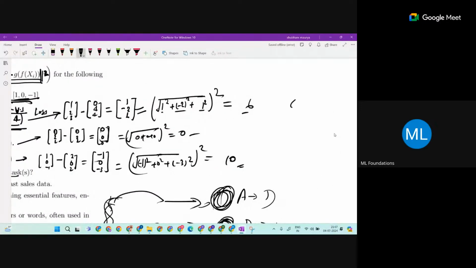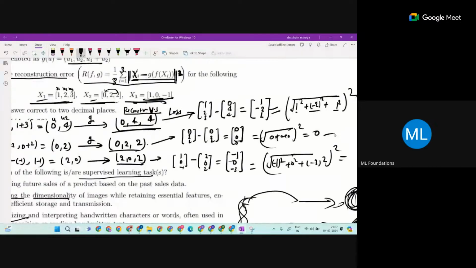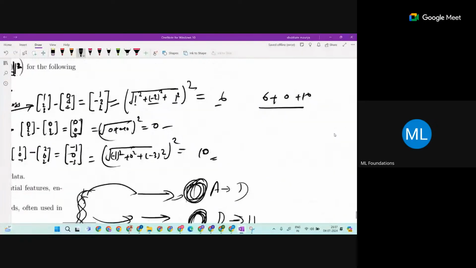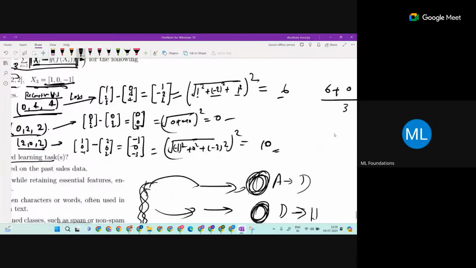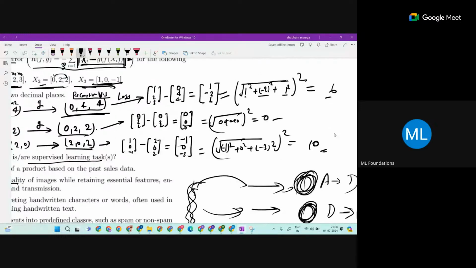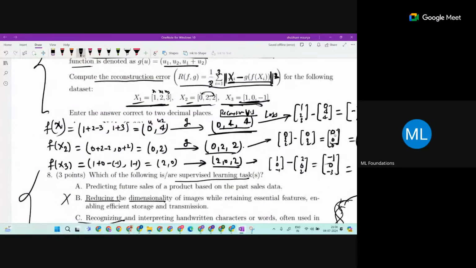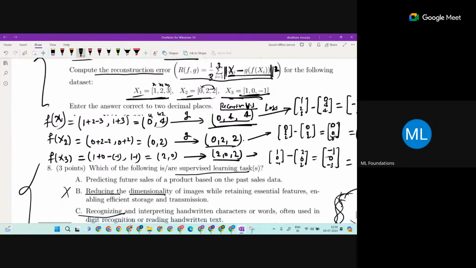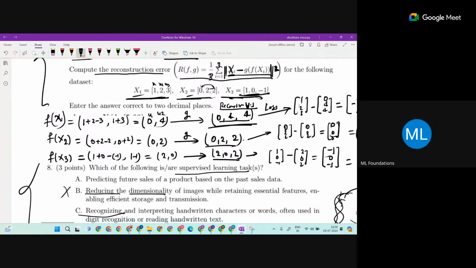Okay, so 6 plus 0 and divided by the number of training data we have been given, which is 3 here. So this is 16 by 3, which is 5.33 something. You can build a table and write the answer in it, or you can apply this process, apply f then g and then error. You can form a table. Okay, it totally depends on you. However you want to solve, you can solve.